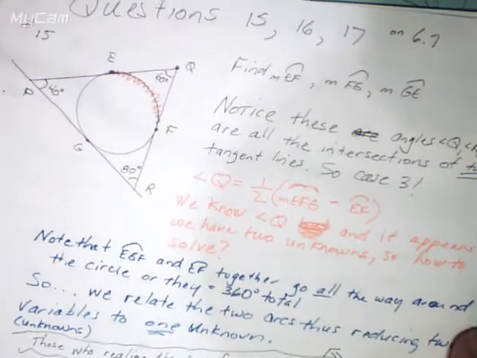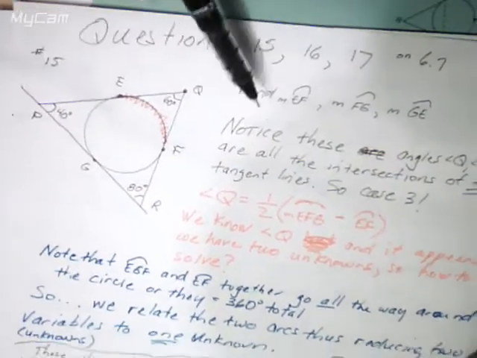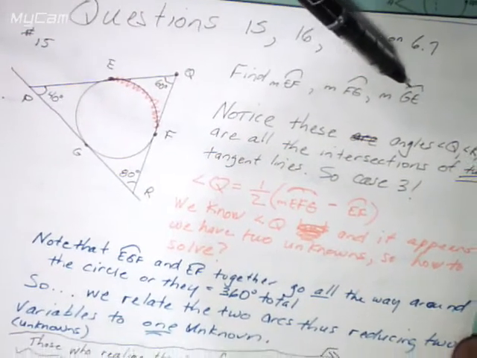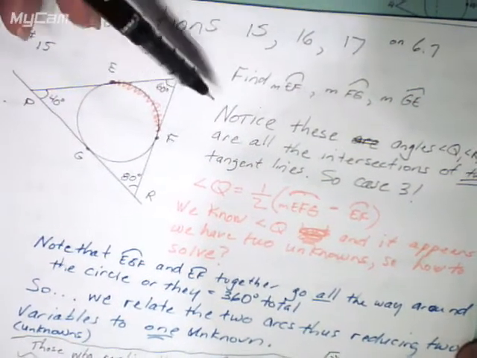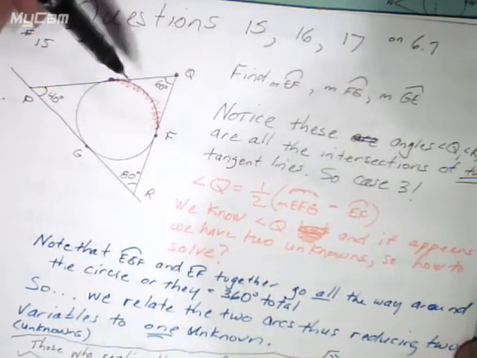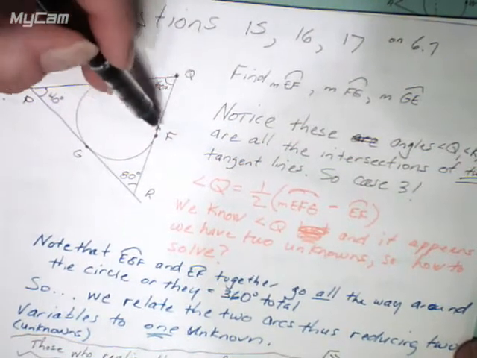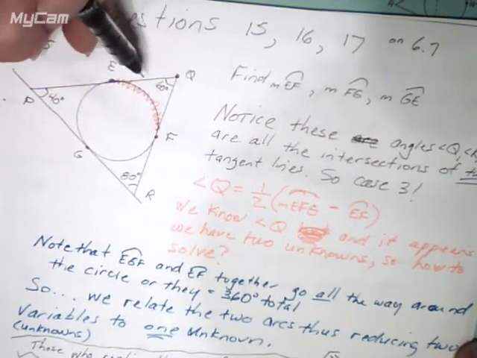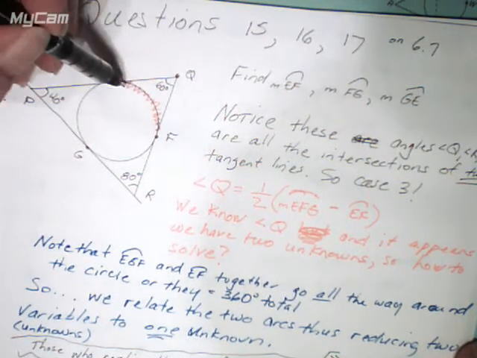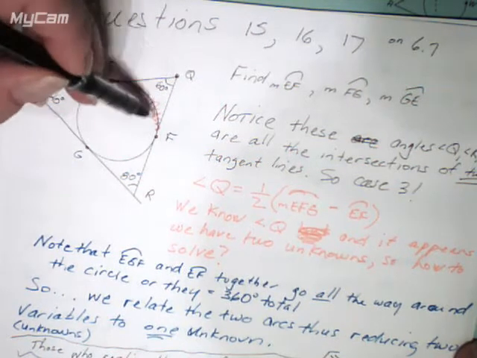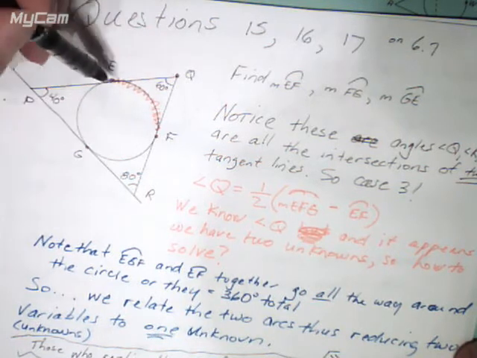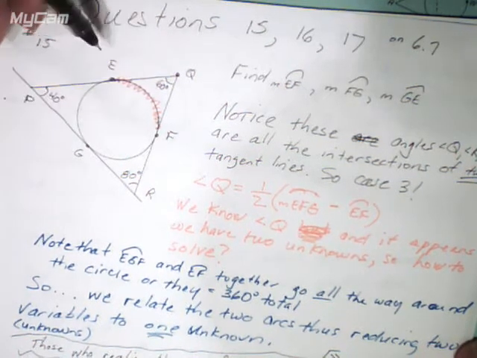Number 15, I've redrawn the picture here, and it says find arc EF, arc FG, arc GE. Find the measure of those arcs. All right, so over here we have arc EF. I've outlined it here in pink. And just like case 3 from the last problem, this is one of those situations where we have two tangent lines, and for that angle right there, arc EGF is the big arc, and EF is the little arc.